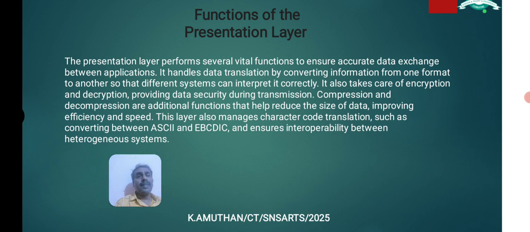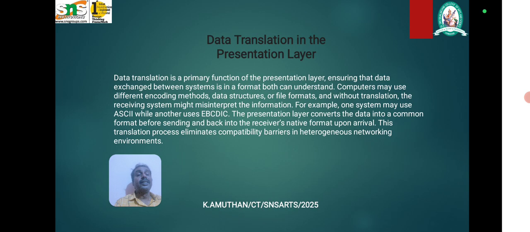So what is the function? The main function is data exchange. It takes care of encryption and decryption and compression and decompression, and it helps reduce the size of the data and improve efficiency and speed. The character code translation. What is the character code? For example, ASCII code, EBCDIC, and ensure interoperability between heterogeneous systems. So these are the functions that occur in the presentation layer.